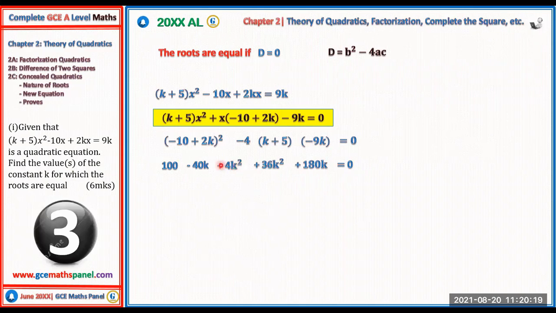We now bring together the terms in k squared. This will give us 4k squared plus 36k squared is 40k squared. And the terms in k, we have plus 180k minus 40k. That is plus 140k. Then plus 100, which is the constant, is equal to 0. You can still divide all through by 20, because 20 is common, and the quadratic will look like this: 2k squared plus 7k plus 5 equals 0.